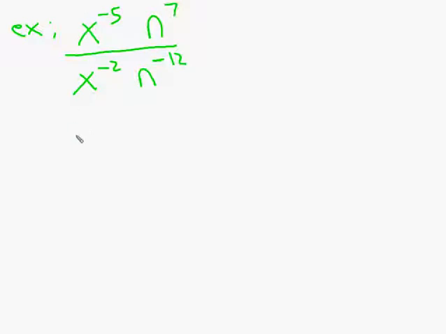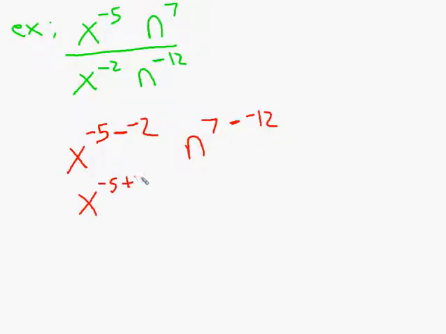Okay, so it's going to be x to the negative 5. Now I'm subtracting minus what? Negative 2. So it's going to become a plus in a moment. The next one is 7 minus what? Negative 12. So in both cases, I have negative 5 plus 2. The negative becomes positive.